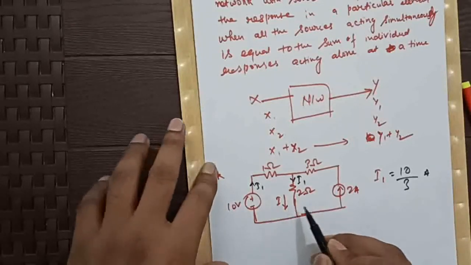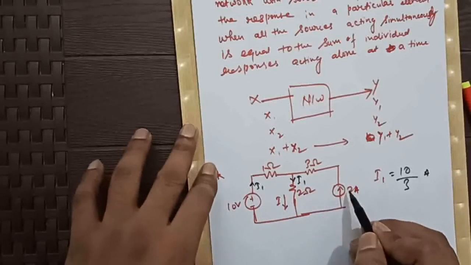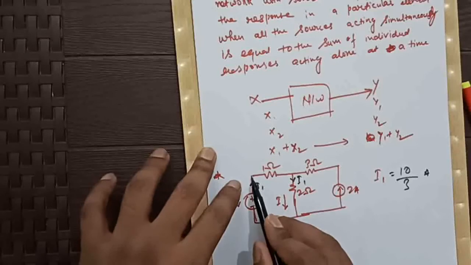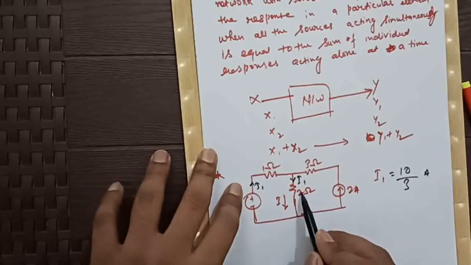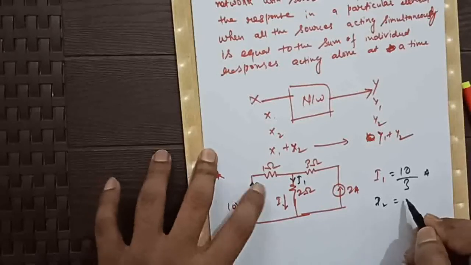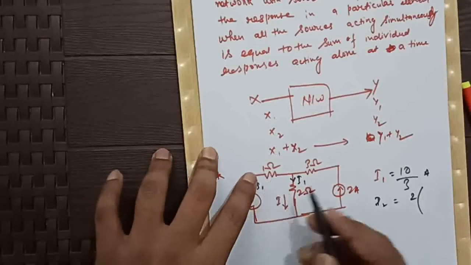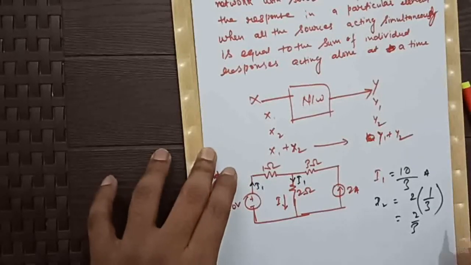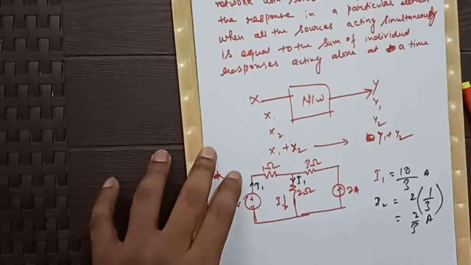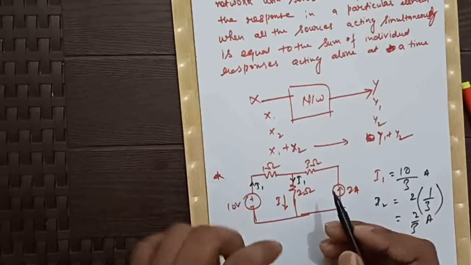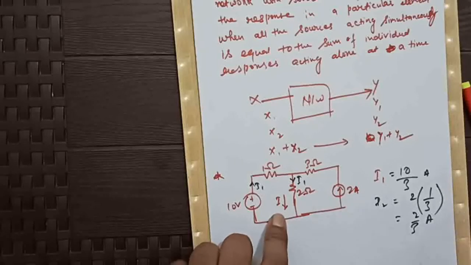Now due to this 2 ampere current source, for that we have to suppress this voltage source. So by replacing it by short circuit, what we will have, these 2 ohm and 1 ohm will be in parallel. So the I2 will be the total current multiplied by opposite branch resistance divided by sum, and it means 2 by 3 amperes. Now both the currents will be in the direction of I, so we have to just add them.